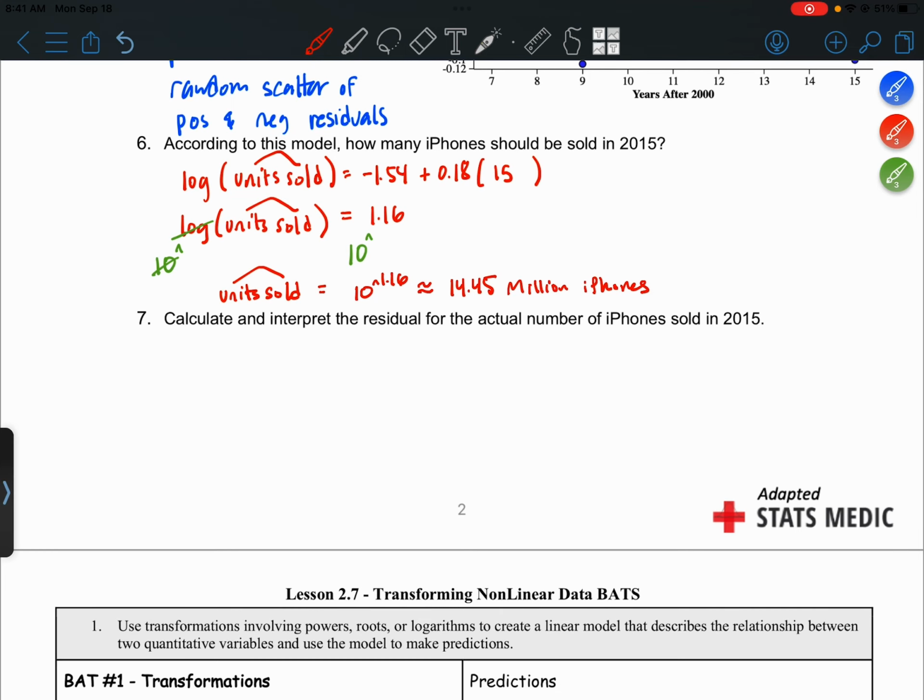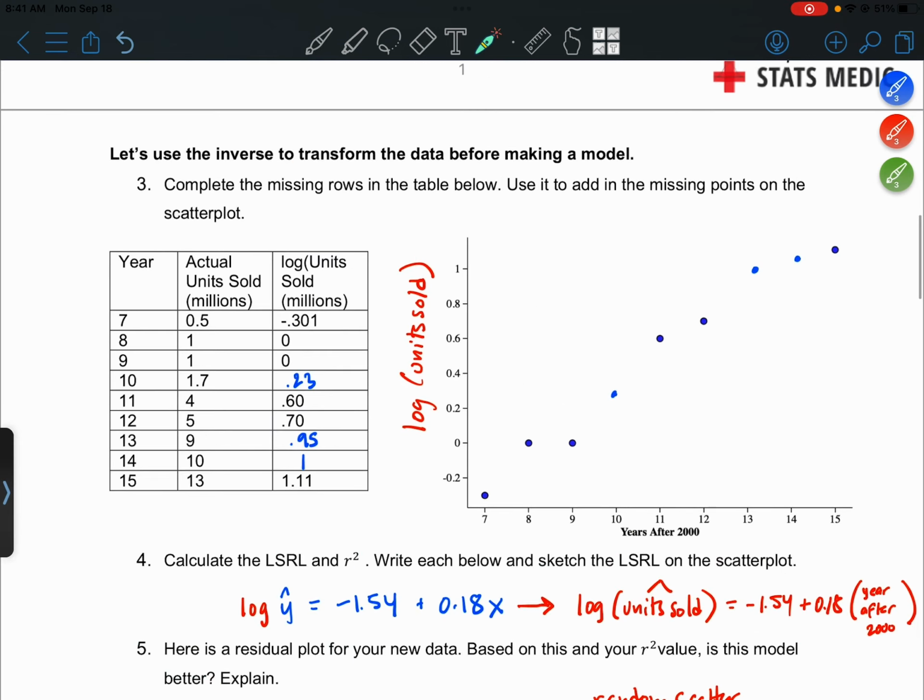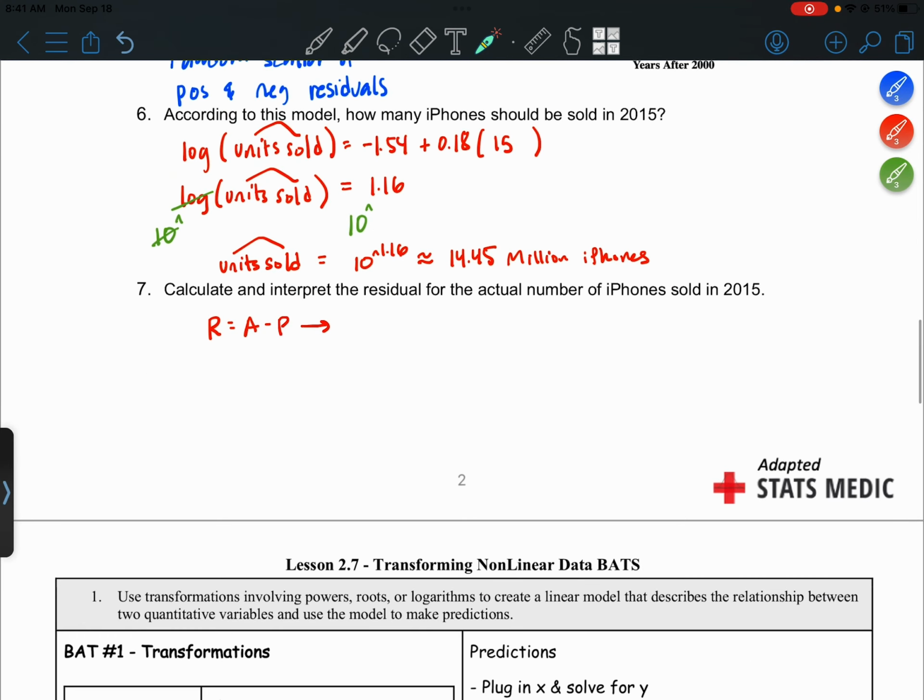All right, question 7. Calculate and interpret the residual for this year. So a residual is the actual amount minus the predicted amount. Okay. Now the actual amount, we have to go back to the table, right? So the middle column has the actual amounts. The year was 2015, so 13 million iPhones were actually sold that year. Our model was predicting 14.45. That's a difference of negative 1.45 million iPhones. So calculation is done, but we still need to interpret it.